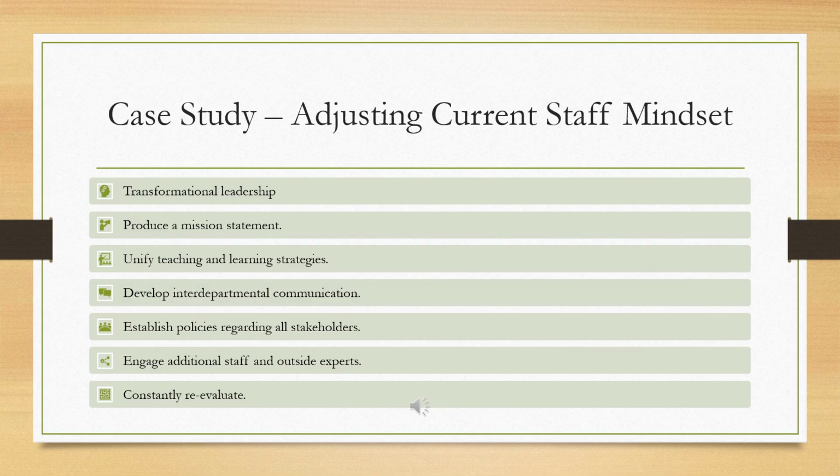Adjusting current staff mindset is a perfect fit for transformational leadership. The leader in this scenario has a short timeline for getting staff buy-in, and following a consistent roadmap is the best path forward to achieve that buy-in. We will discuss empowering the teachers in a little bit, and certainly that's an important part of all of this as well. The roadmap would be to produce a mission statement, unify teaching and learning strategies, develop interdepartmental communication, establish policies regarding all stakeholders, engage additional staff and outside experts, and constantly reevaluate.